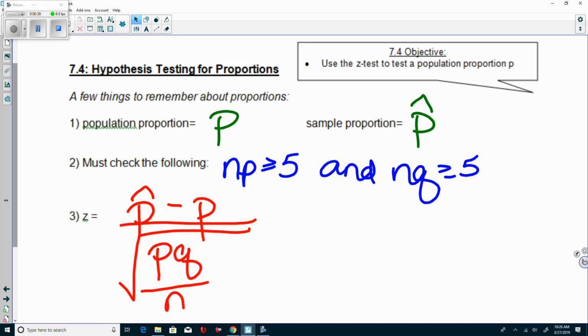Now we must check the following. We did this in chapter 6, where n times p has to be greater than or equal to 5, and n times q has to be greater than or equal to 5. That's more for stats 2, when we get more into the depth of statistics.